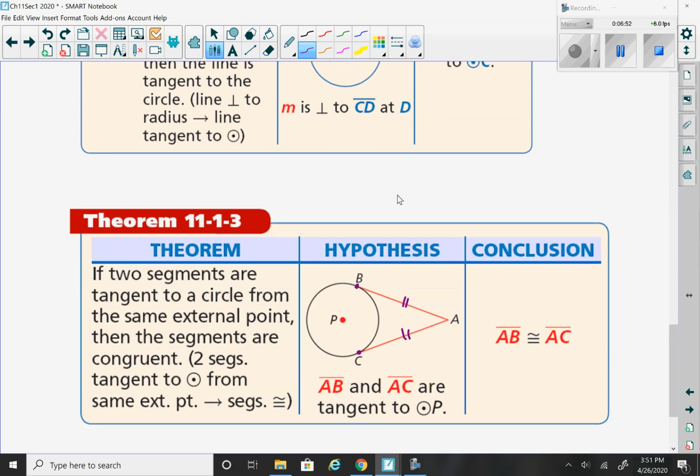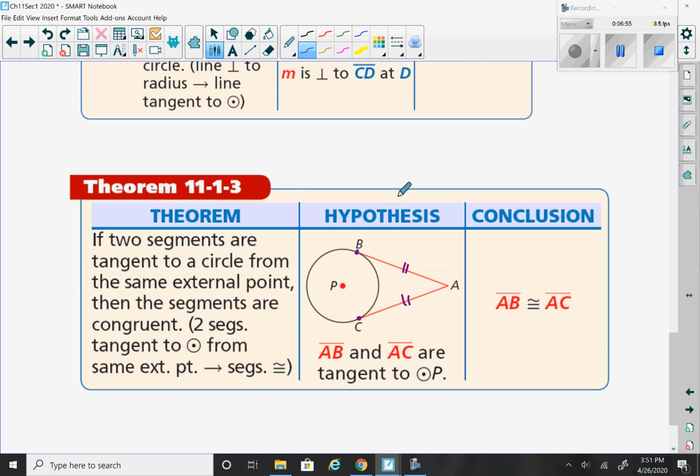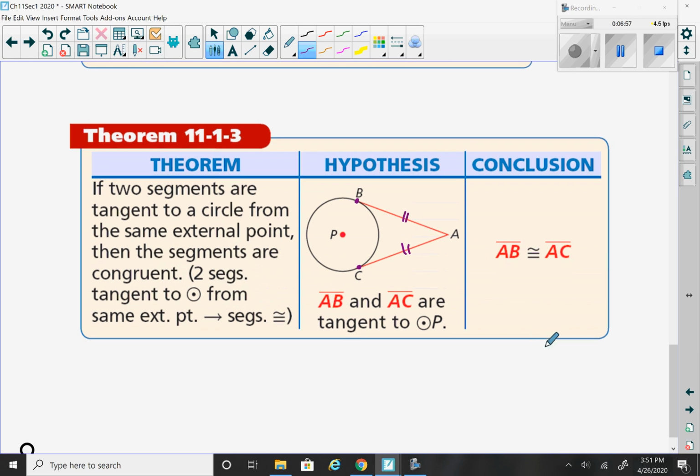And then finally, our last theorem for today. If two segments are tangent to a circle from the same external point, then the segments are congruent. So again, remember we have lines that are tangent, but here we just want to look at a segment that is tangent. So if it's tangent to a circle from the same external point, that's point A, then the segments are congruent, which I marked them in the picture.